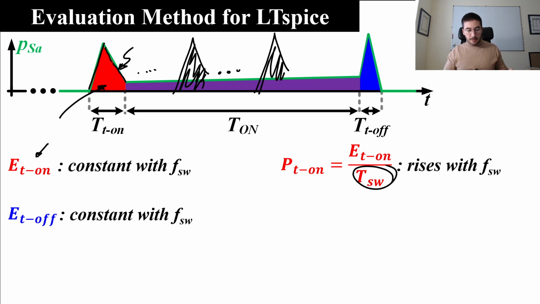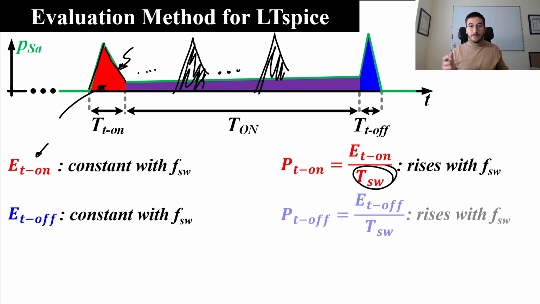The process with the turn off is very similar. The energy of the turn off is constant with the switching frequency, but the power related to the turn off process rises with the switching frequency. Basically, we have this triangle. If we repeat that triangle more times, it means that we increase the switching frequency. We turn off the device more times per second, we have a higher average value, we have more power related to the turn off.